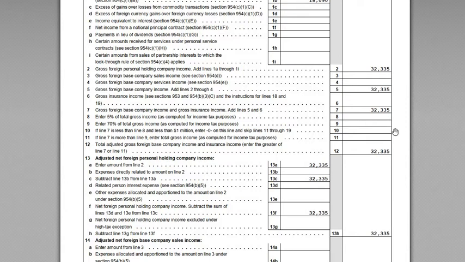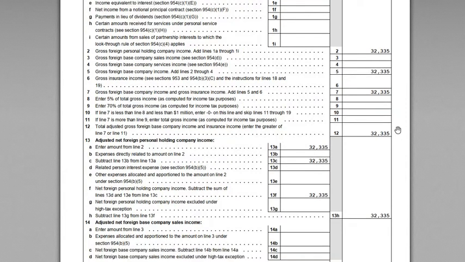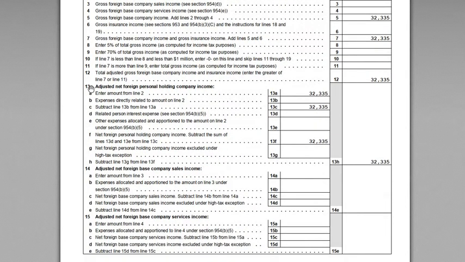Now, after you've computed the gross foreign personal holding company income, and you've included anything else that might apply for gross Subpart F purposes, so if you have foreign-based company sales, services, and so on, after you've added everything up, you then move on to compute your adjusted net income. So what do we mean here by adjusted net income?